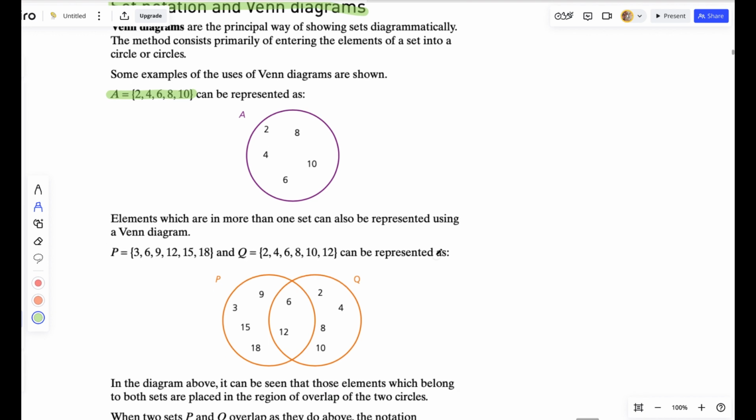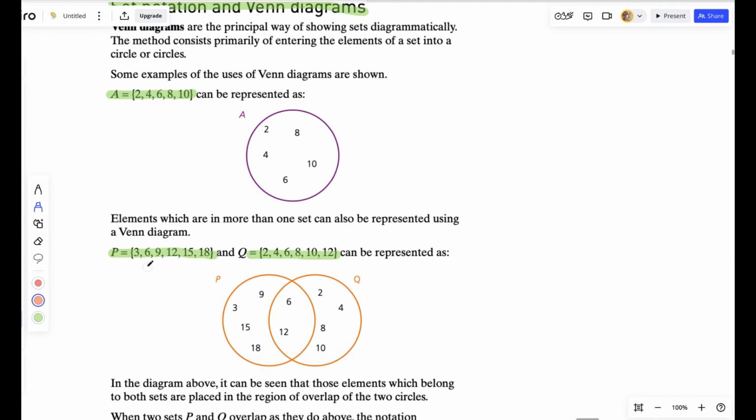Now if you have two sets, set P equals 3, 6, 9, 12, 15, and 18, and set Q equals 2, 4, 6, 8, 10, and 12. How can this be represented? First of all, you have to find the intersect between these two. The intersect means what is common between the two sets.